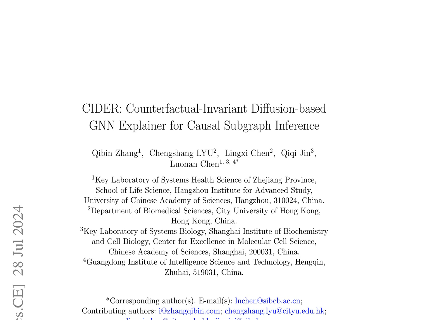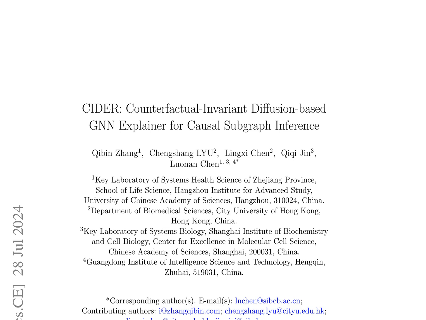CIDER, a novel method for inferring causal links or subgraphs corresponding to a specific phenotype or label, addresses the challenge of causal subgraph inference from measured data. Unlike existing graph neural network (GNN) explainers, which often provide associative insights, CIDER aims to provide causal insights through the implementation of both counterfactual and diffusion mechanisms.